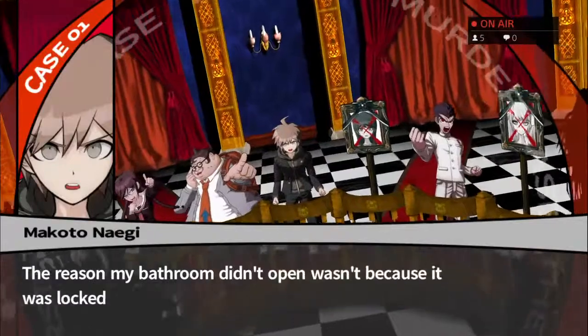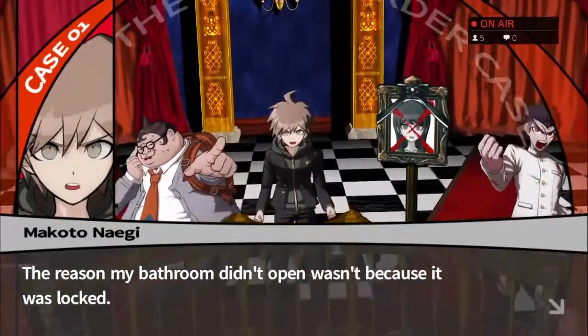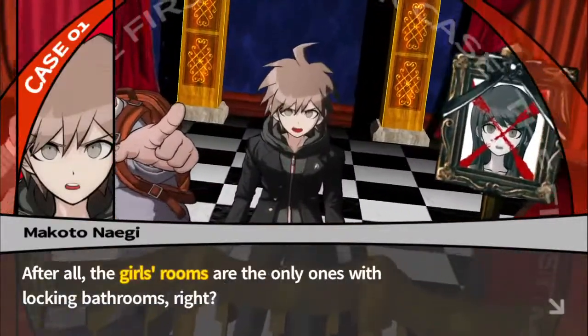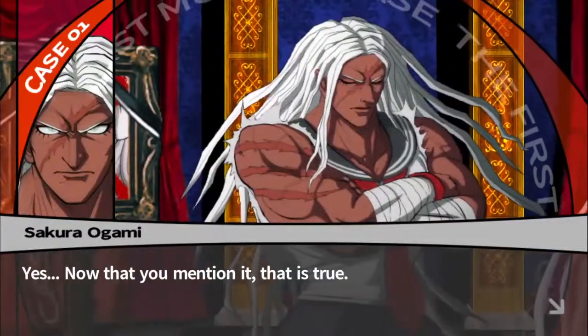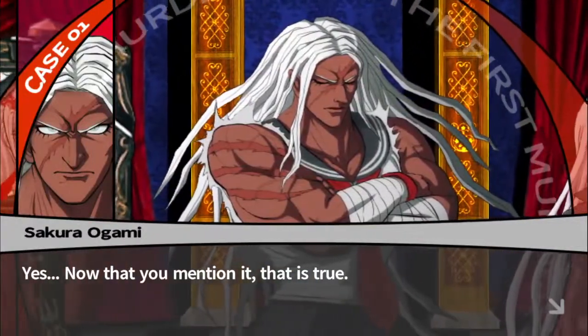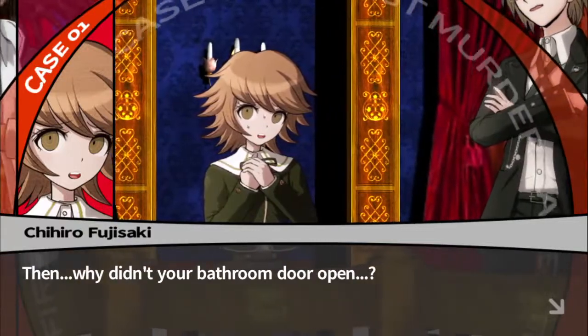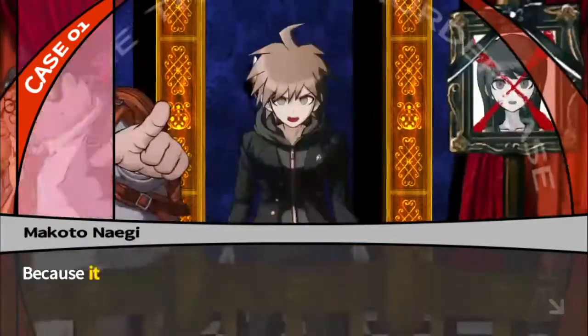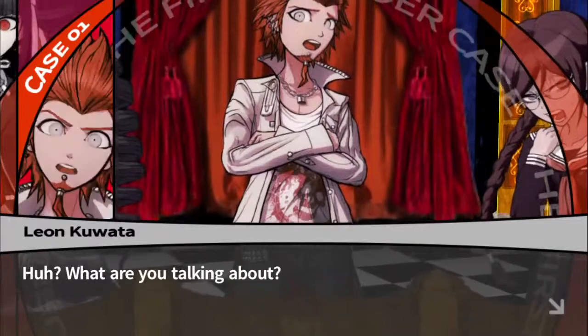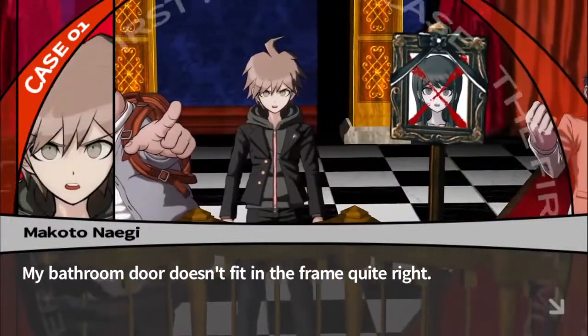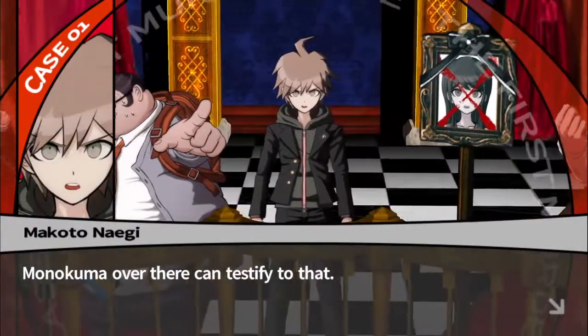The reason my bathroom didn't open wasn't because it was locked. After all, the girls' rooms are the... Yes, now that you mention it, that is true. Then why didn't your bathroom door open? Because it was stuck. Huh? My bathroom door doesn't fit in the frame quite. Monokuma over there can testify to that.